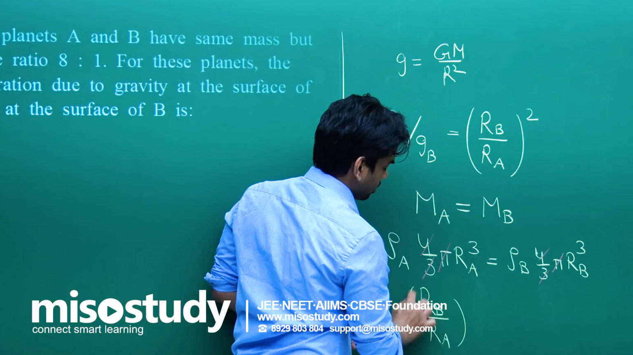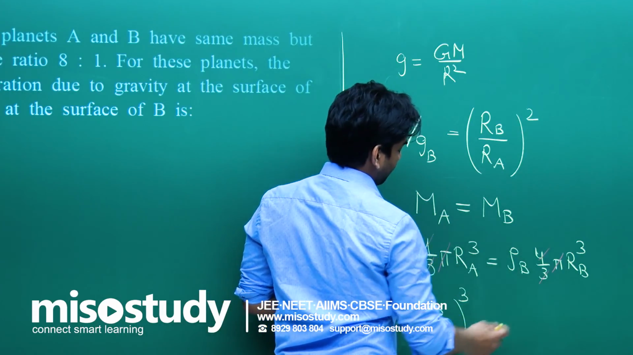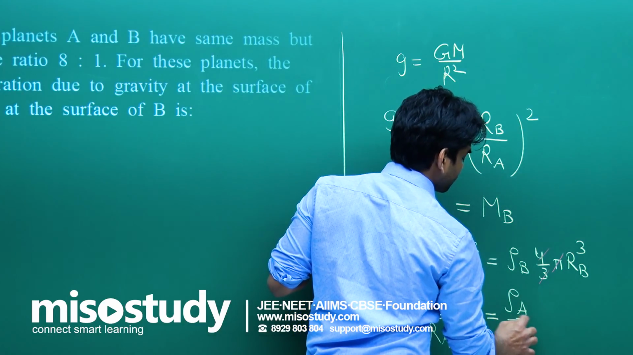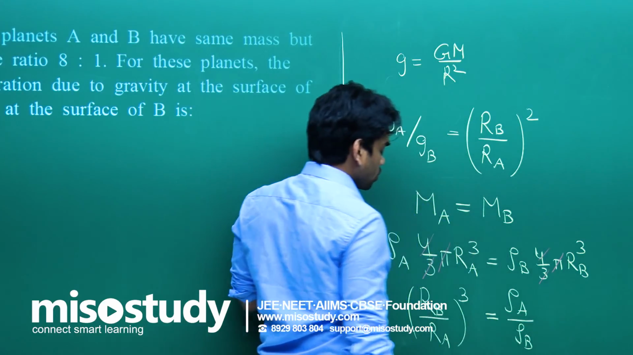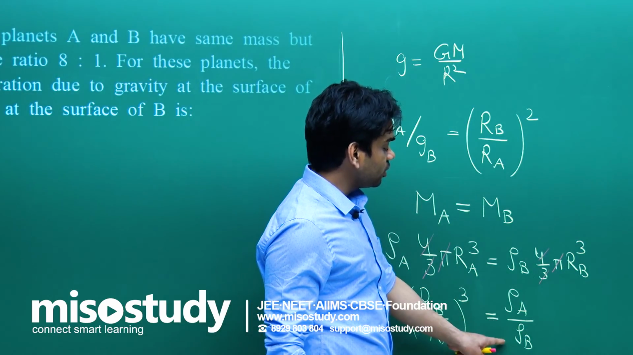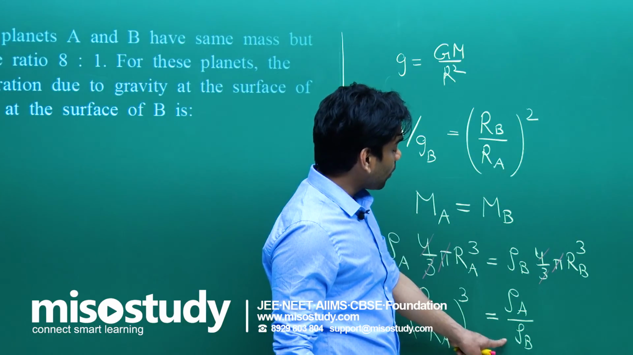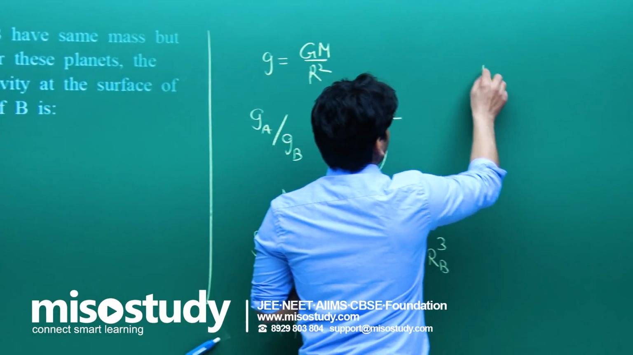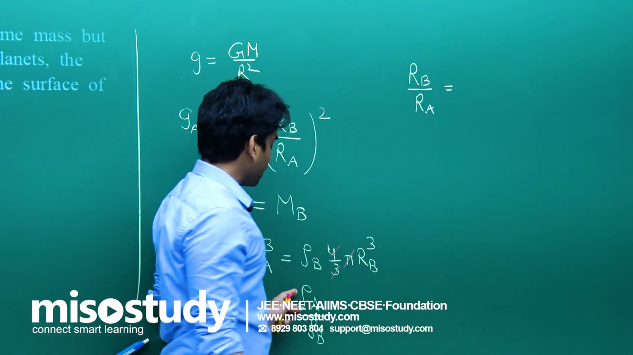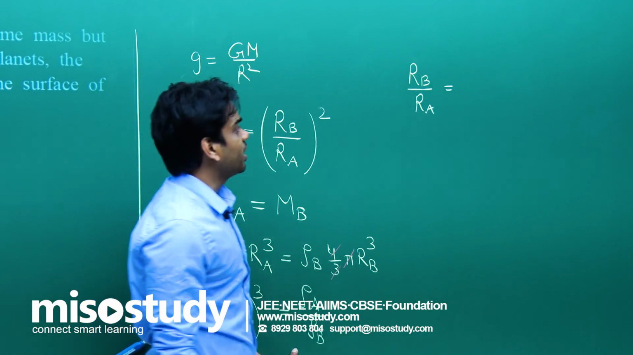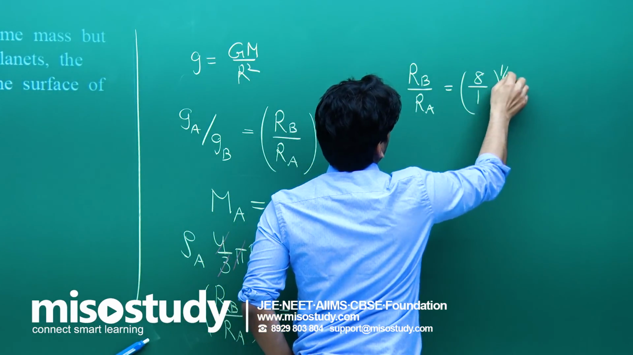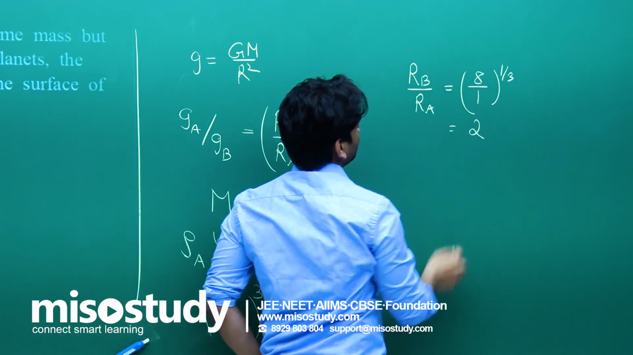From here, Rb by Ra whole cube will be equal to rho A by rho B. So Rb by Ra will be what? Quite obvious: Rb by Ra is equal to rho A by rho B whole to the power 1 by 3, and rho A by rho B is 8:1. So we need to do 8:1 to the power 1 by 3. This will be equal to 2.